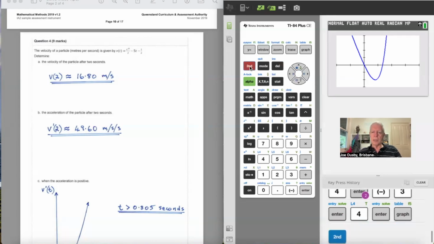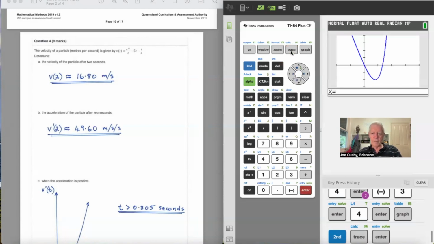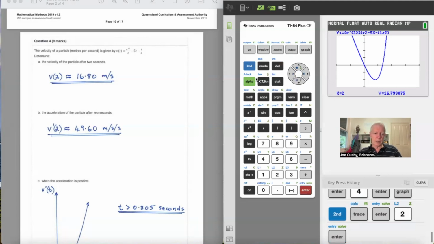If we actually went to second calculate, I'm after the value of the function. So I'm just going to say, okay, the value of the function when x is 2, and it comes back and says it's 16.7999, which of course rounds to 16.80.